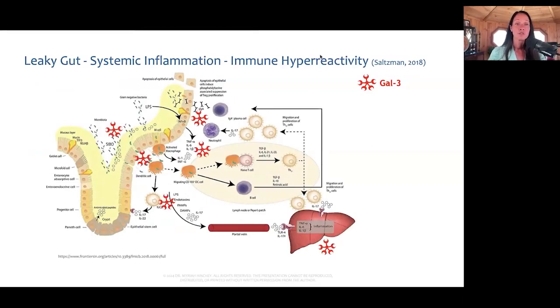So, really, this slide is showing a closer view of the connection between leaky gut, systemic inflammation, and immune hyperreactivity. We have these little pentamers, which are galectin 3, and they basically are igniting or exacerbating the stimulation of this one inflammatory cytokine called nuclear factor kappa B, which kicks off a further inflammatory cytokine cascade of tumor necrosis factor alpha, interleukin 6, and interleukin 1 beta, which are the major inflammatory cytokines.